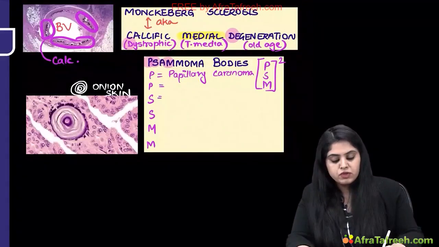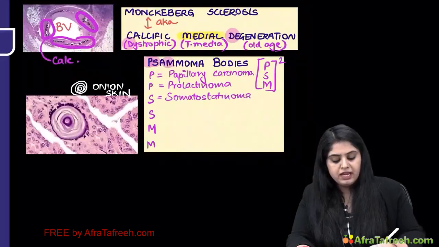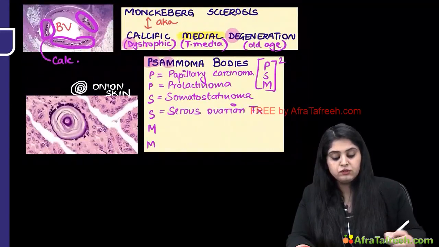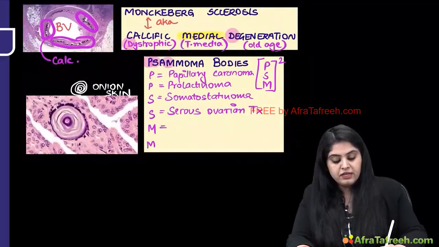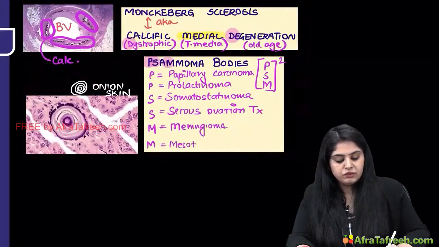Coming to two tumors which are hormonally related, that is prolactinoma and somatostatinoma. Coming to the next, we have a very important gynecology tumor, that is serous ovarian tumors. Very important. Serous ovarian tumors show you Psammoma bodies. One tumor of the brain, that is meningioma, and one tumor of the lungs, and that is mesothelioma. So that is where you see the presence of Psammoma bodies.